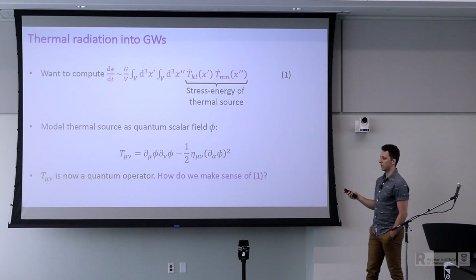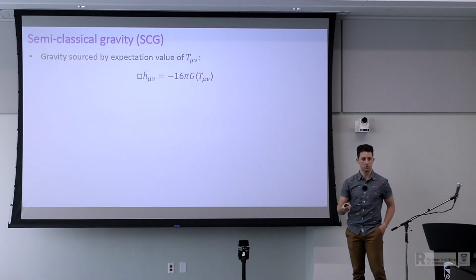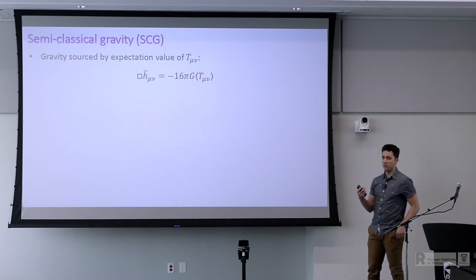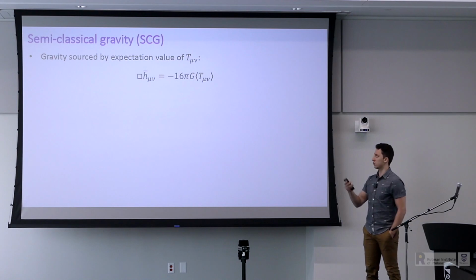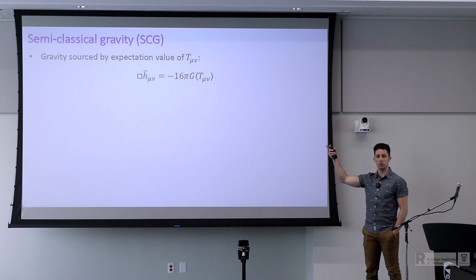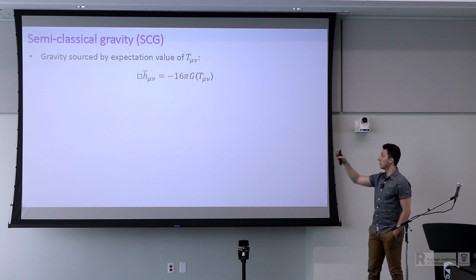So the most obvious way to make sense of coupling a quantum object to classical gravity is to consider the formalism of semi-classical gravity, where now the gravitational waves are sourced by the expectation value of the operator T mu nu, where we take the expectation value in whatever state we're interested in for the source field.